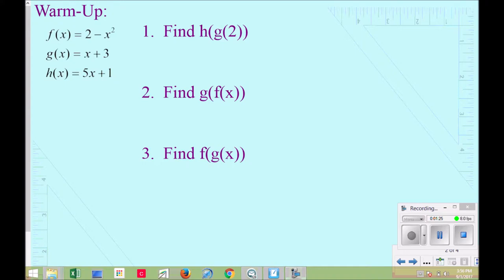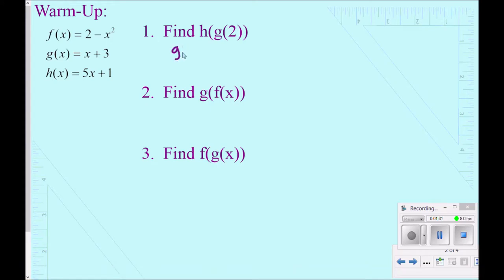So h of g of 2 means I'm putting 2 into the g function first. So g of 2 is 2 plus 3, which is 5. So then 5 is going in the h function, so h of 5 means 5 times 5 plus 1, which is 25 plus 1, which is 26. So 26 is h of g of 2.